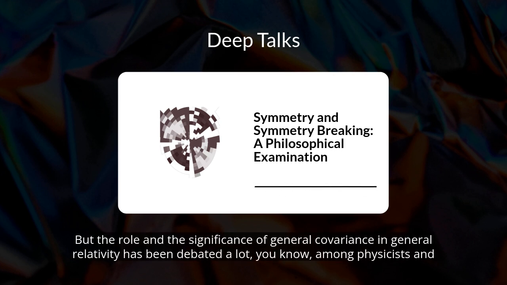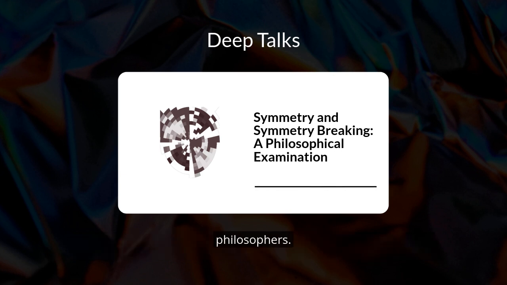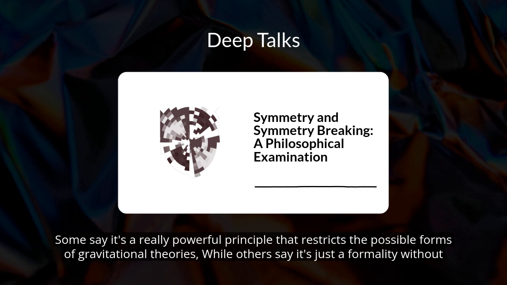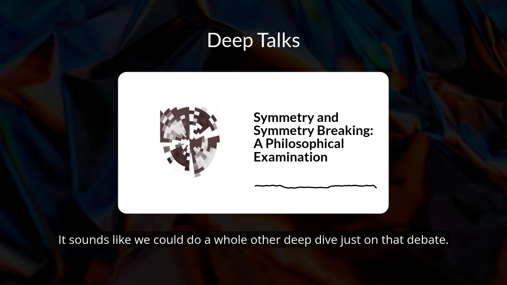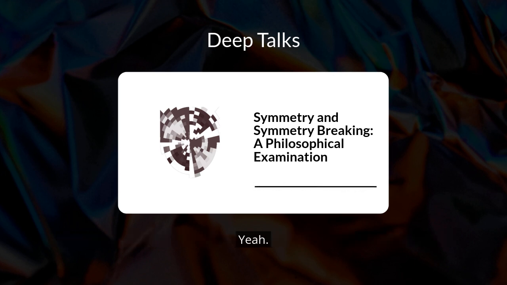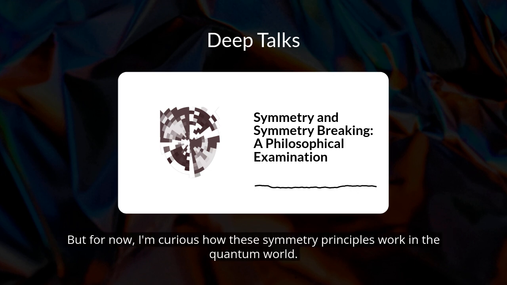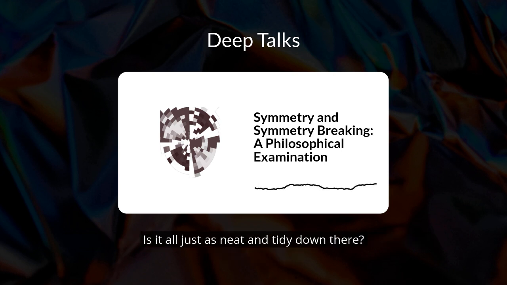Got it. But the role and the significance of general covariance in general relativity has been debated a lot among physicists and philosophers. Some say it's a really powerful principle that restricts the possible forms of gravitational theories, while others say it's just a formality without much physical meaning. It sounds like we could do a whole other deep dive just on that debate. Yeah. But for now, I'm curious how these symmetry principles work in the quantum world. Is it all just as neat and tidy down there?